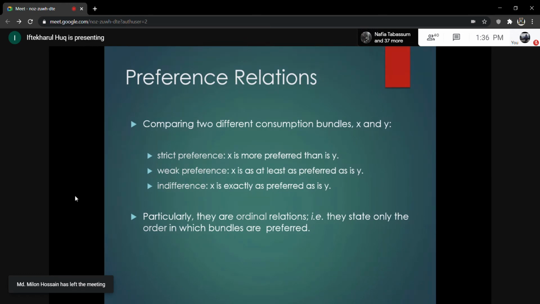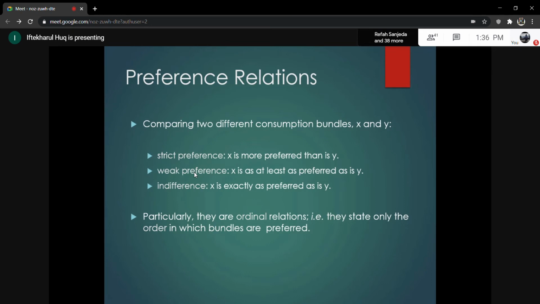Particularly, they are ordinal relations. This is all ordinal, meaning I'm just ranking the bundles. So how do I rank the bundles? It can be strict preference, weak preference, or indifference. So this is all about ranking the two bundles. Weak preference is that X is at least as good as Y, so it is greater or equal.